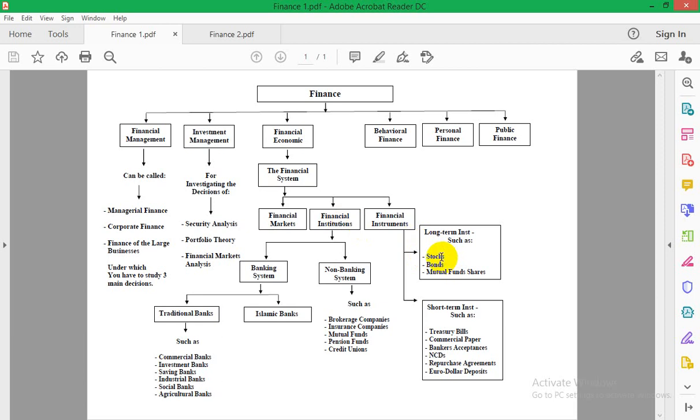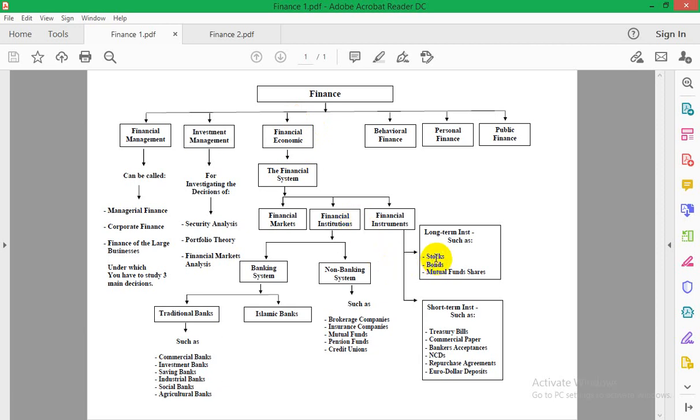Against the common stocks or the stocks, we have another type of long-term instruments such as bonds. When talking about bonds, we can say they are proof of creditorship. If you are a bondholder, you are a money lender for this corporation.